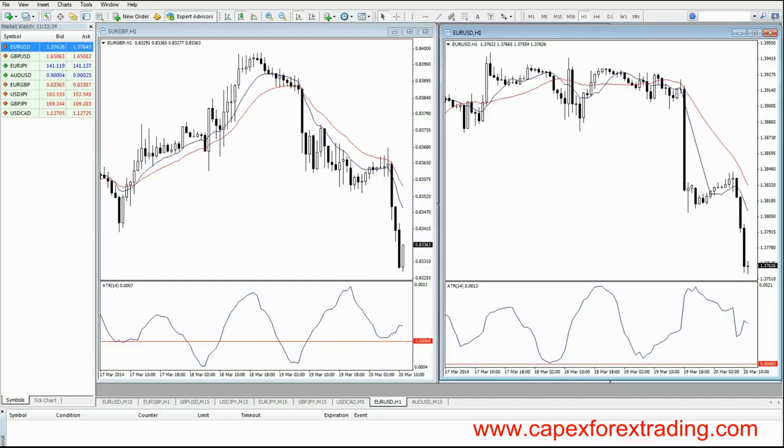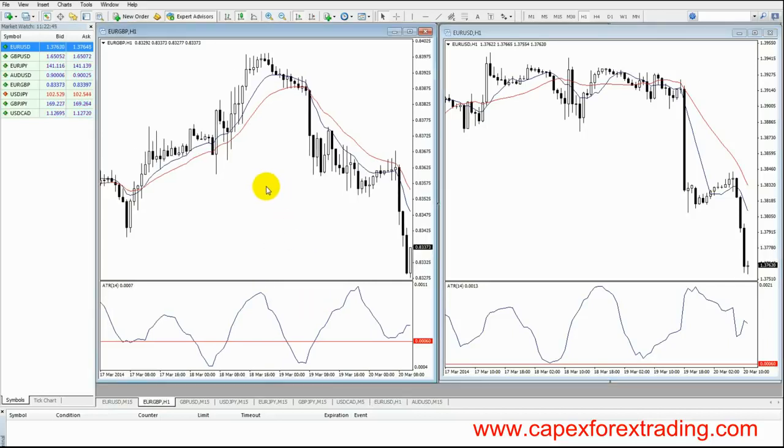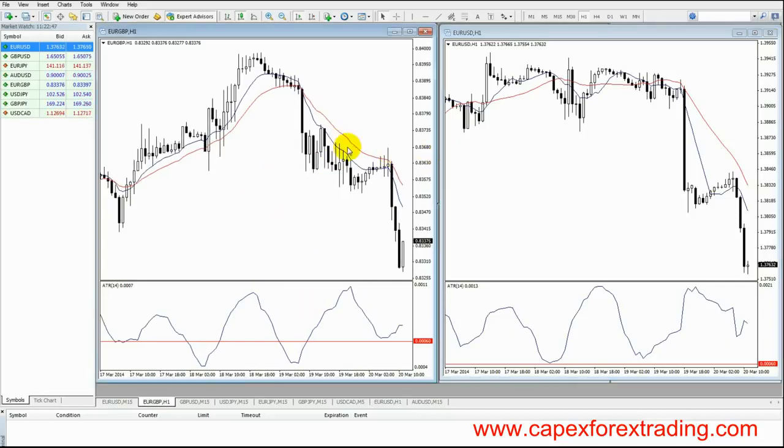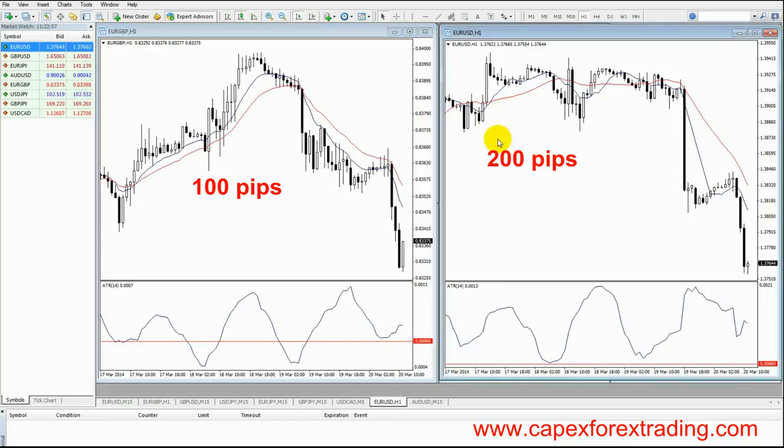Now, the last way in which we can use the ATR is by using its readings to assign an appropriate stop loss that's relative to the currency pair's volatility. And I'll explain that in a little bit more detail here. What I've got in front of me here are two charts, chart A and chart B. Now, chart A moves about 100 pips per day. Chart B moves 200 pips per day.